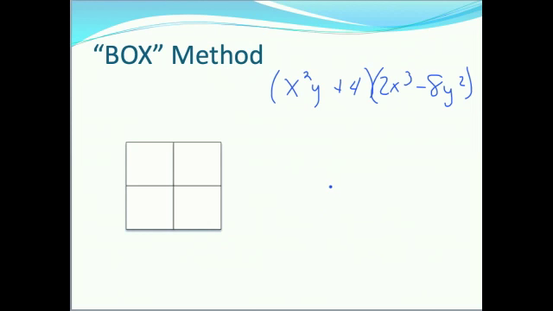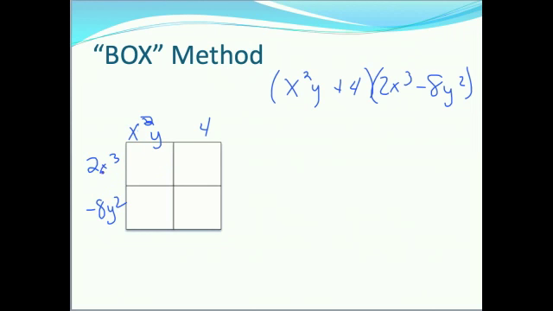Alright, for this last example, I've just tried to muck it up as much as I can. We have x squared y plus 4 times 2x cubed minus 8y squared. This is one where you might want to use the box a little more, or it might be easier for you. Let's go ahead and put it in. We're going to have x squared y plus 4. We'll have 2x cubed and minus 8y squared.